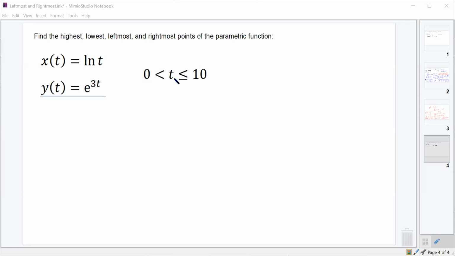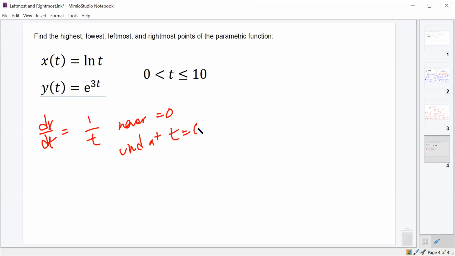All right, let's talk about it real quick. We'll do left and rightmost first. So dx dt should just be 1 over t, which equals 0 never. And it's undefined at t equals 0. But we can ignore that because 0 is not involved in this equation because we can't have a t value of 0 because you can't take the natural log of 0.